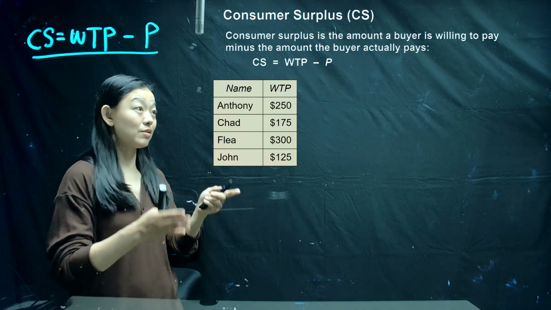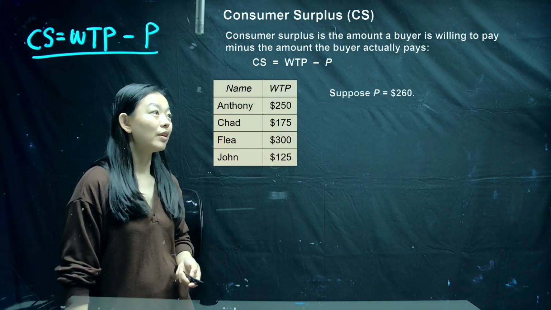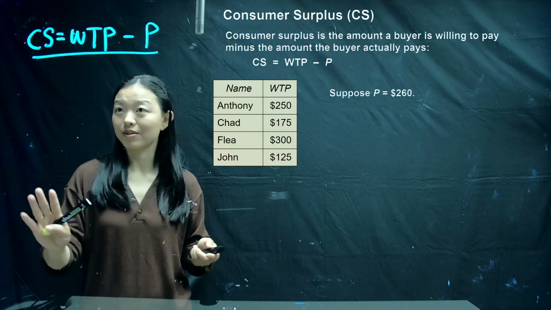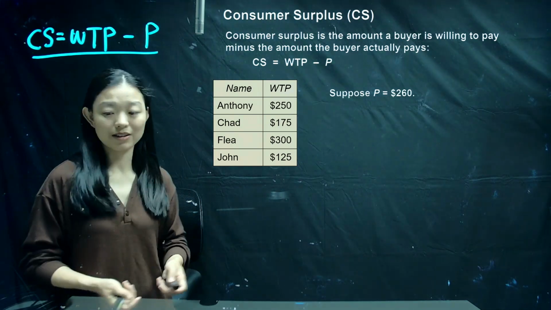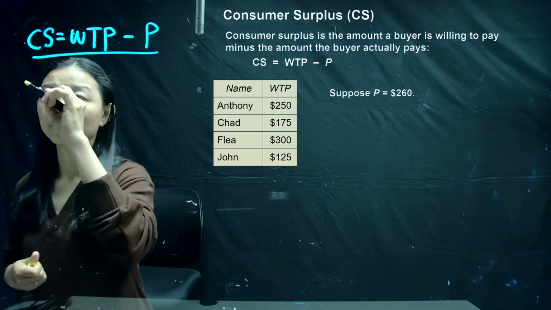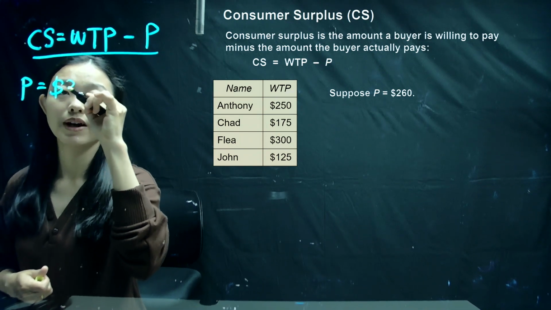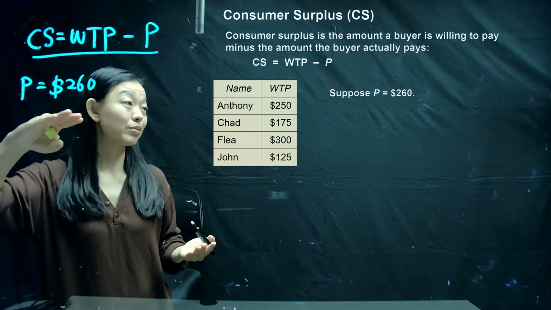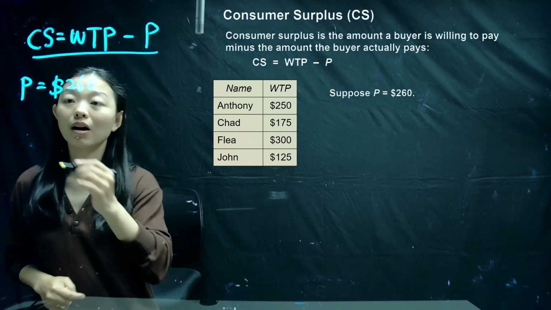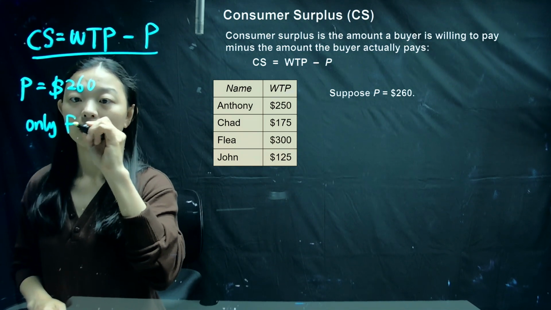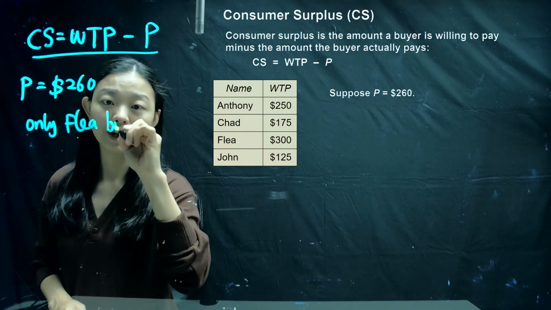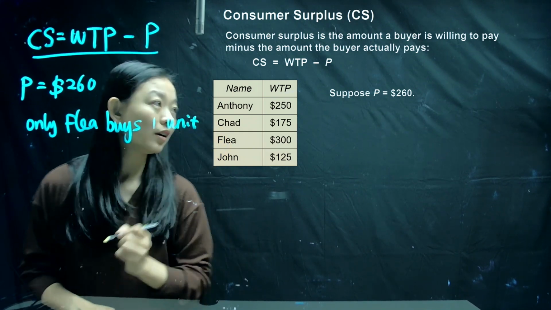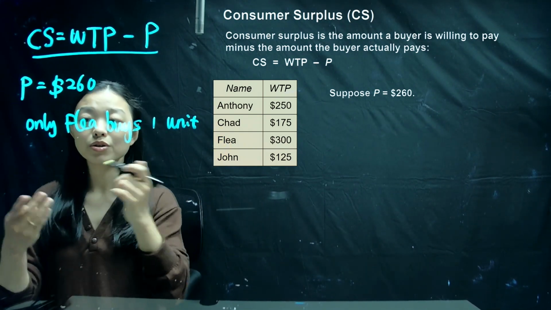Still go back to this table, okay? Now the market price is $260. First, you need to figure out who will buy the Apple Watch if the market price is $260. Only three will buy it, right? Only three buys one unit, right?